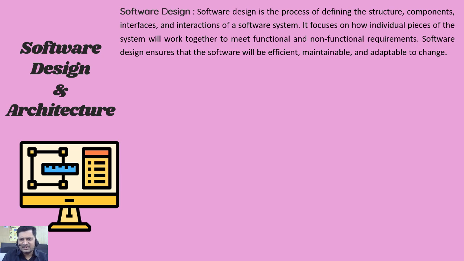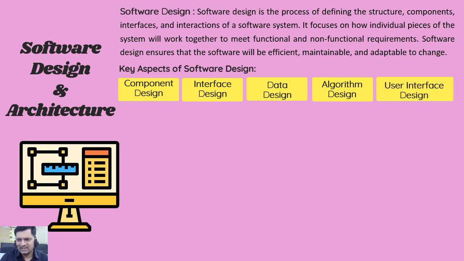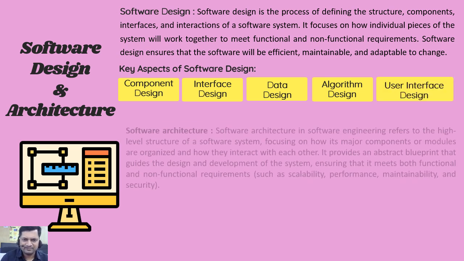Design is the process of defining the structure, components, interfaces, and their interactions in a software system. It focuses on how individual pieces of the system will work together to meet functional and non-functional requirements. Software design ensures that software will be efficient, maintainable, and adaptable to change. We have listed some aspects of software design here: component design, interface design, data design, algorithm design, and user interface design.